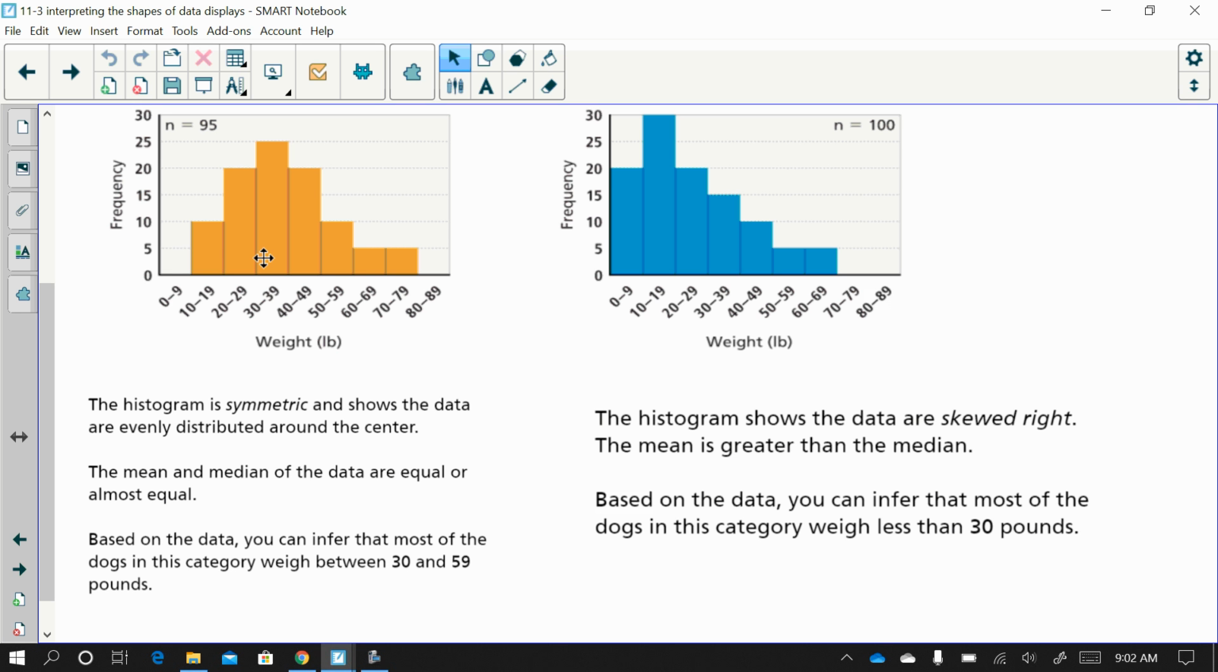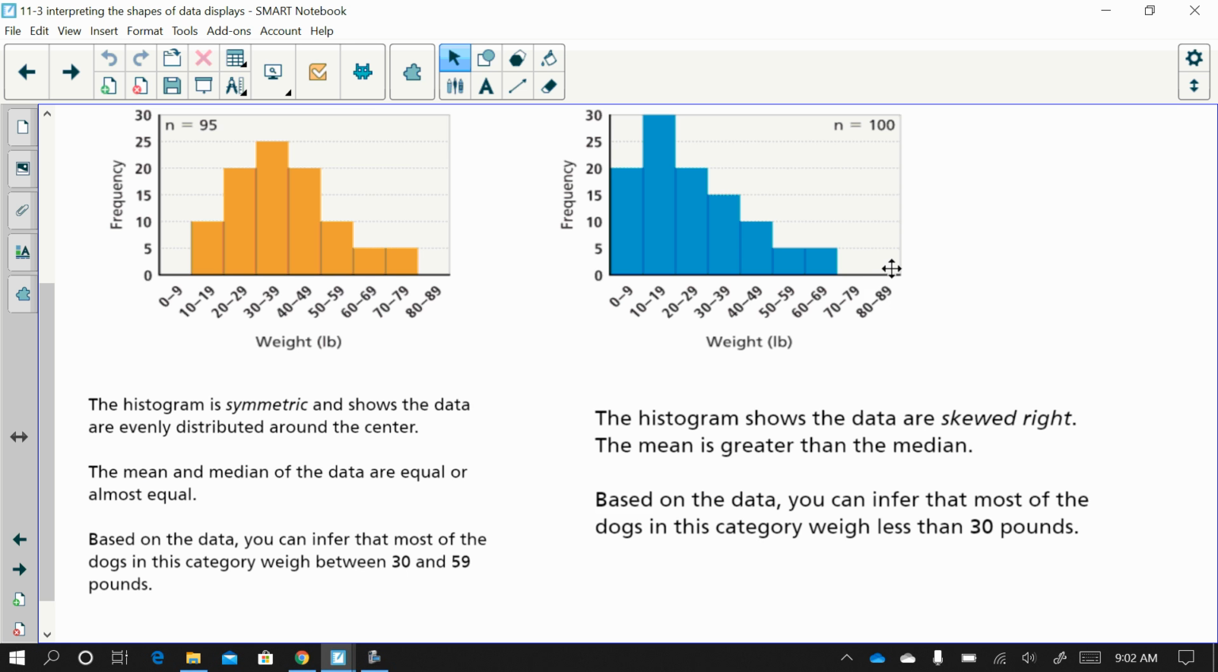Okay, so moving on to the blue graph. We noticed again this was not symmetrical. We say this histogram shows the data are skewed right. To me, I always want to say it's skewed left because we're gathered more on the left. But when we're talking about skew, we look at the tail. Notice how it's kind of flattening out down here. That's what I call the tail. So it's called skewed right because the tail is to the right. When we're skewed right, this means that the mean is greater than the median. So based on this data, we can infer that most of the dogs in this category weigh less than 30 pounds.